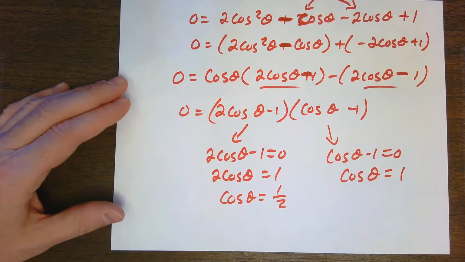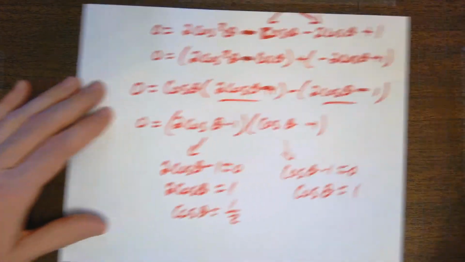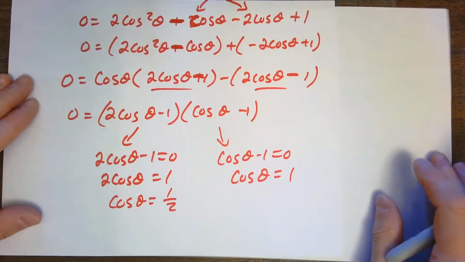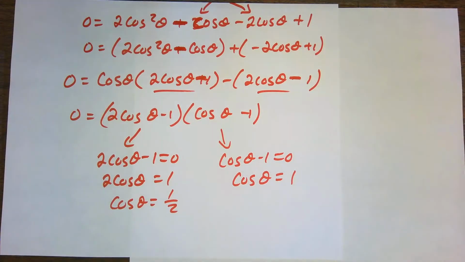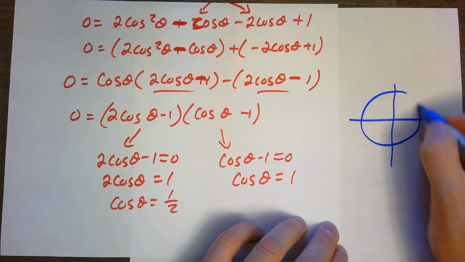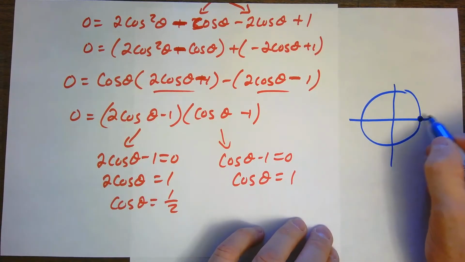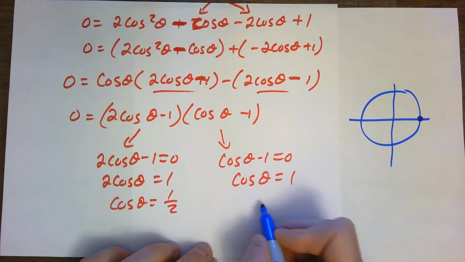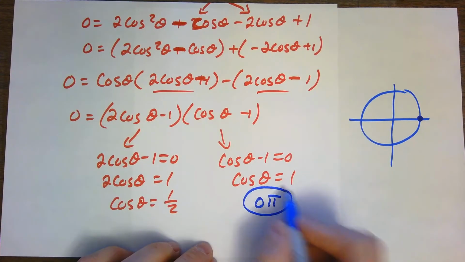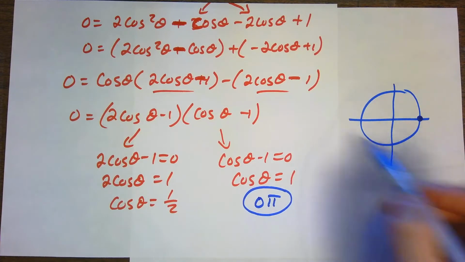Now for here, cosine equals 1. Think about the unit circle for a moment. Let's draw up a unit circle here to help us out. If you've got your unit circle, you might want to have that to help us solve this. Cosine is the x value. Where is the x value equal to 1? Right there. So that's going to be 0 pi. Anywhere else, well, I could do the whole n pi thing, but every 2 pi after that.